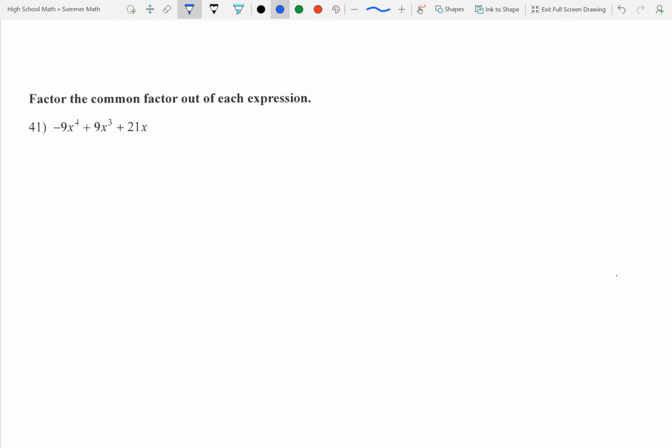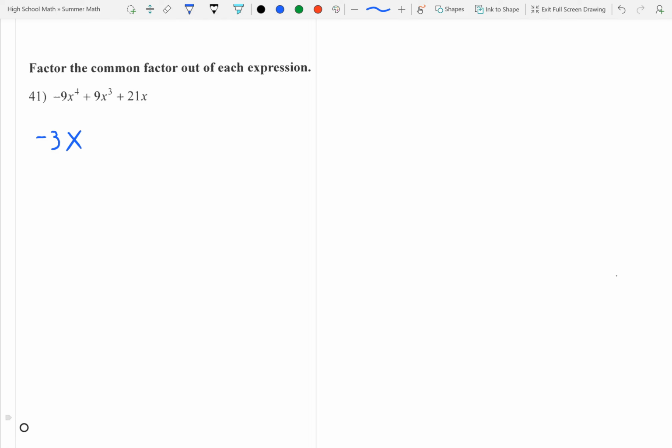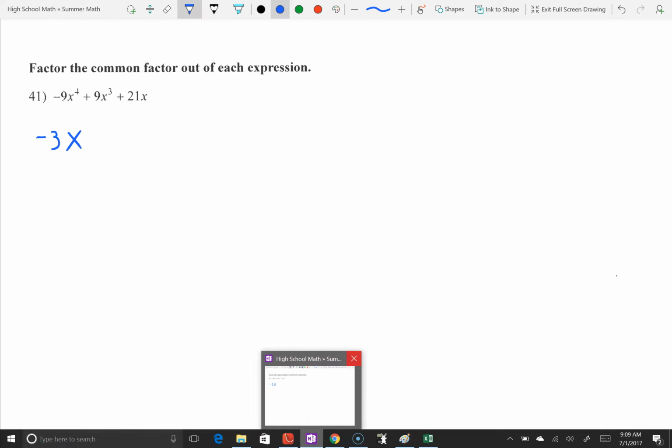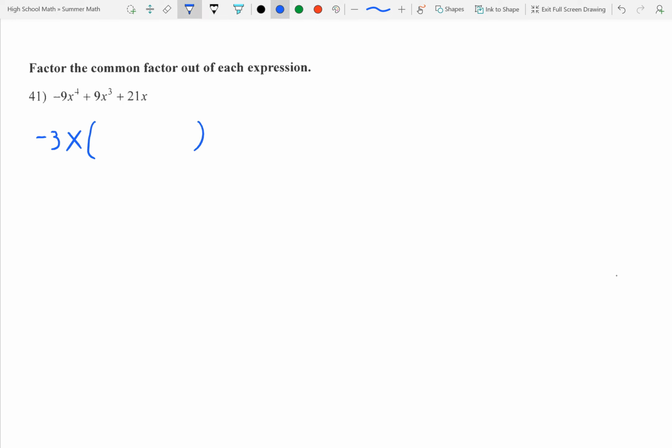Factor the common factor, the greatest common factor. Hopefully you see they all have an x. We can factor out the least power, in that case x to the first. Here we have a minus 9, plus 9, and a 21. They all have a common factor of 3. Now, since the leading term is negative, I'll factor out a negative. That's not a hard, fast rule. It's sort of a rule of thumb. It's nice in terms of factoring if our leading power has a positive coefficient.